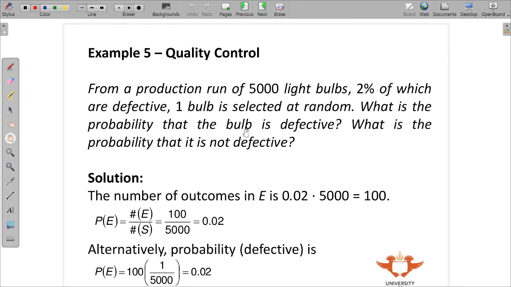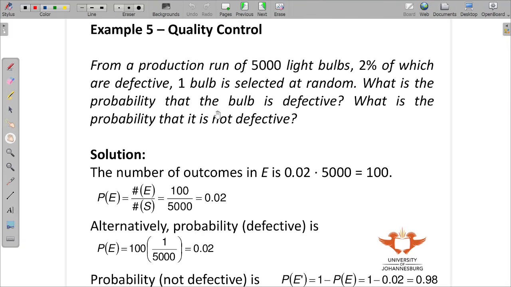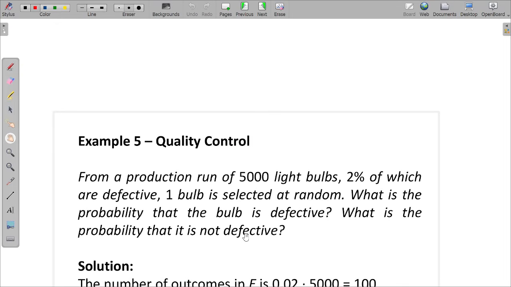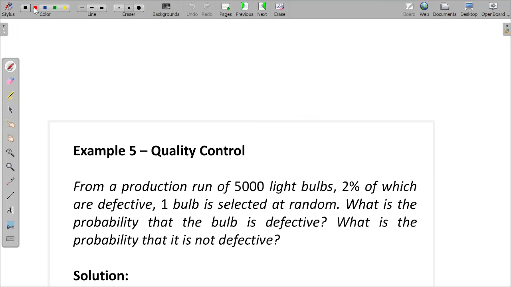Okay, let's take this again. From a production run of 5,000 light bulbs, 2% of which are defective, one bulb is selected at random. What is the probability that the bulb is defective? What is the probability that it is not defective? If you look at this question, how many light bulbs do we have? 2% of which are defective. So out of 5,000, 2% are defective. Let's find 2% of 5,000.